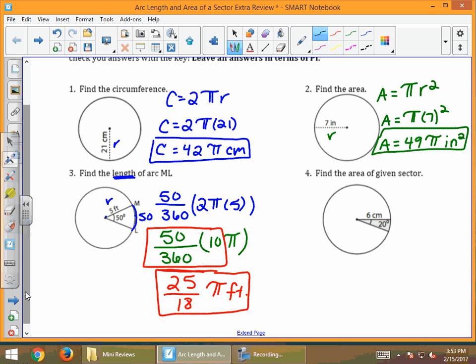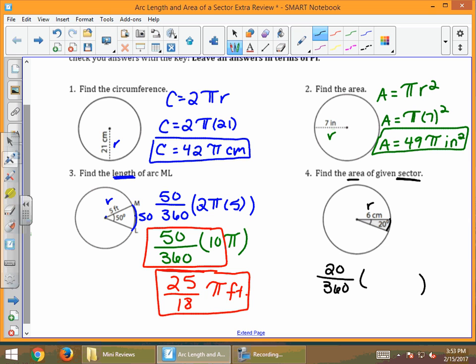So for 4, we're finding the area of a sector. So it's really similar to number 3. You're going to take the arc measure, which in this case is 20. You're going to put it over 360. But because it's area of a sector, when we find the area of a piece of the circle, instead of using circumference, we use area. So just like we did in problem number 2.